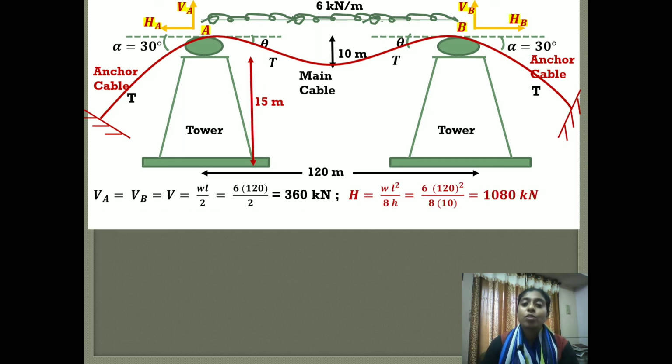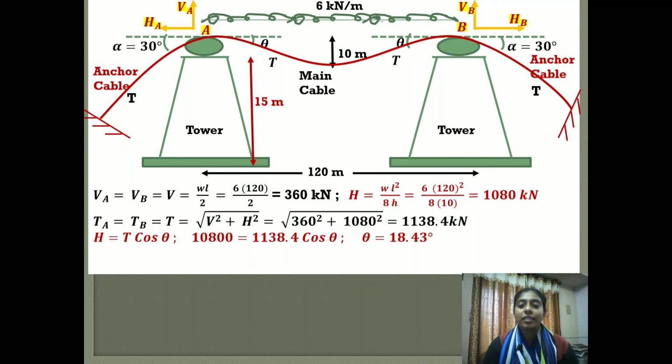Now the horizontal thrust formula we know is WL square by 8H. So it is 6 into 120 square by 8 into 10. So it is 1080 kilonewton. The tension in the main cable T is equal to square root of V square plus H square. So it is 360 square plus 1080 square, and we get 1138.4 kilonewton. For finding theta, we know H is equal to T cos theta. So theta is equal to 18.43 degrees.